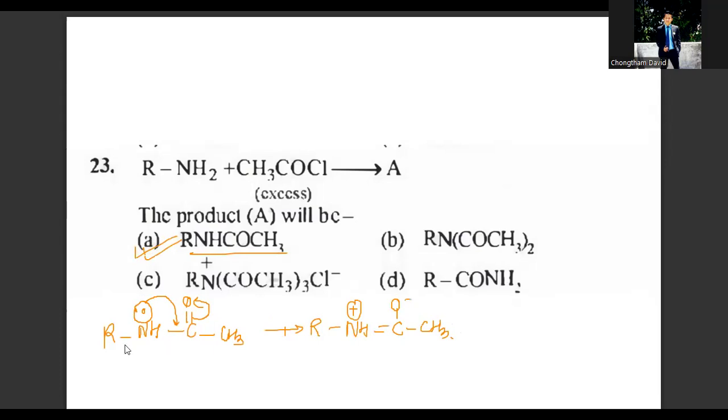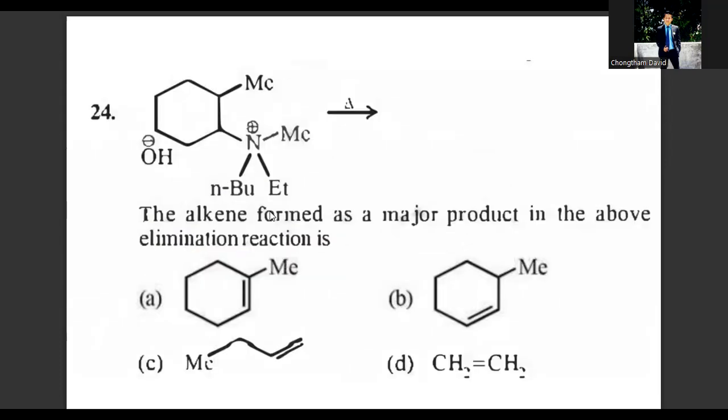Let us see question number 24. The alkene formed as a major product in the elimination reaction given above will be. So find the reaction. How to approach this? This is actually according to a rule called Hofmann's rule. When theoretically more than one type of alkene is possible in the elimination reaction, the alkene containing the least alkylated double bond is going to be formed. So forget about this reaction. Let me rewrite again.